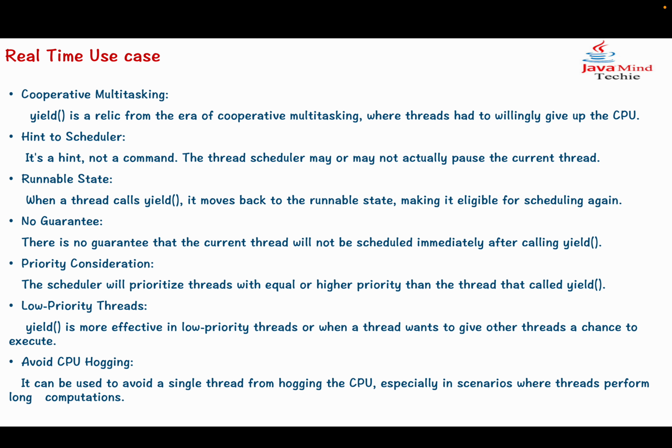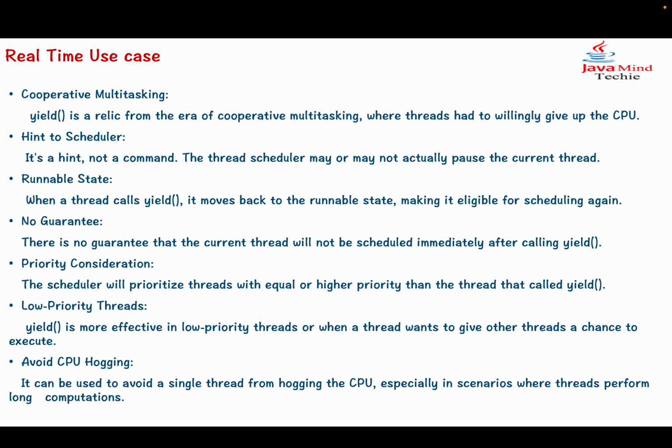Then third is the runnable state. When a thread calls the yield method, it moves back to the runnable state, making it eligible for scheduling again. Then again, no guarantee. It depends upon the thread scheduler. Sometimes the thread scheduler may allow the thread to execute first, and sometimes it may not. So there is no guarantee; it depends only on the thread scheduler, just like our billing counter person. Sometimes they may allow the person standing behind you, sometimes they may tell you no.